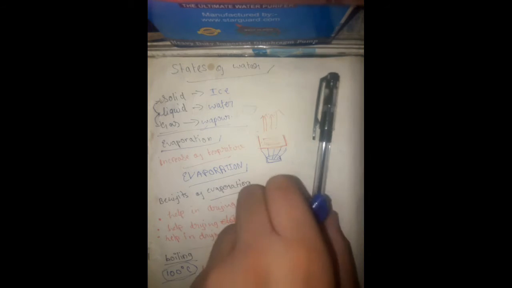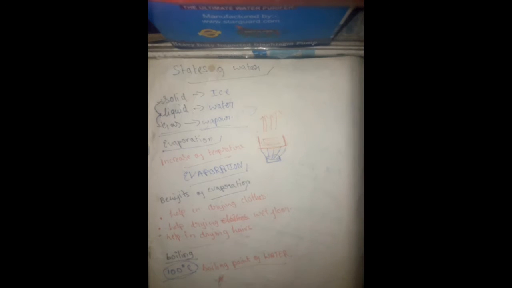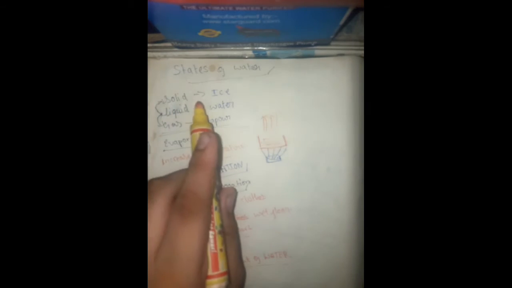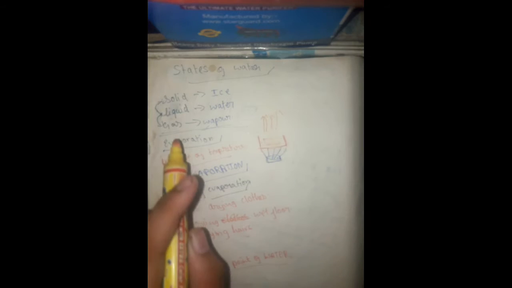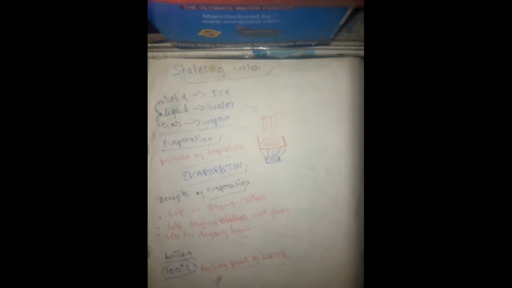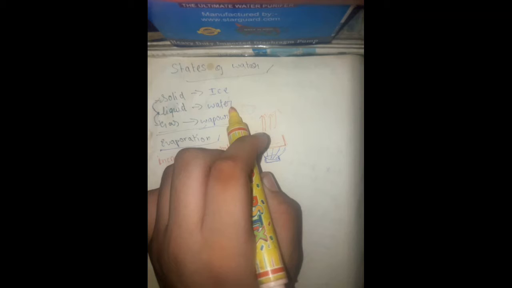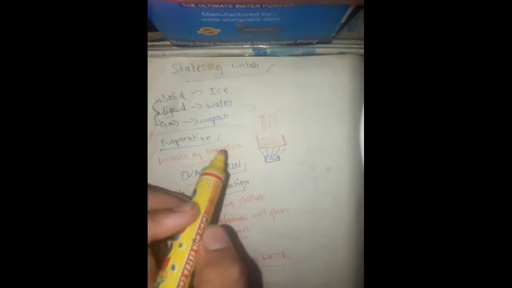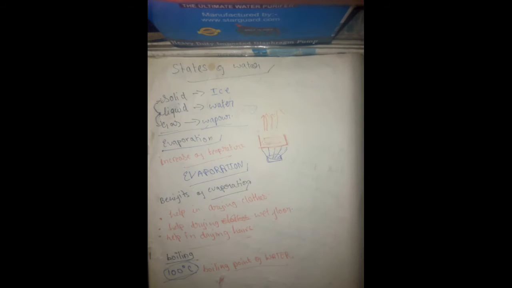So the main states of water are these: solid, liquid, and gas. These are the main states of water that we know. The solid form of water is ice, the liquid form of water is the water that you use for your daily work, and the gas form of water is water vapor. So, let us know about them more.